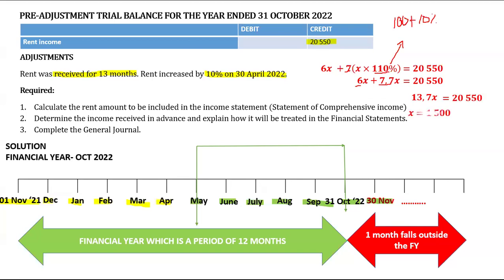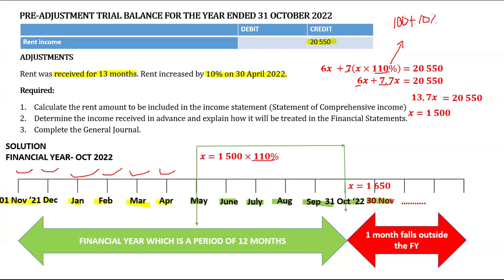It'll give you rent amount per month, which is 1,500. So rent per month was 1,500. For when? For November, December, January, February, March, April. But after April, it increased by 10%. So now it was at 110%. Meaning that for May, June, July, August per month, we were paying 1,650. Even for November, we were paying 1,650.